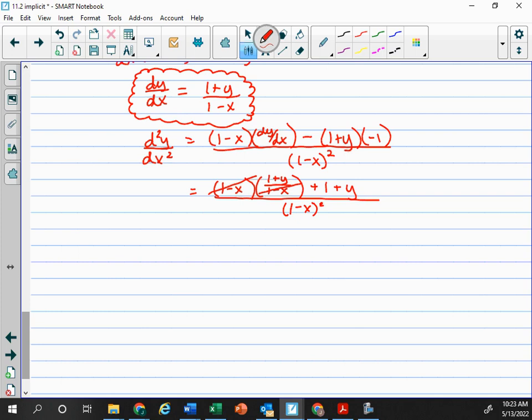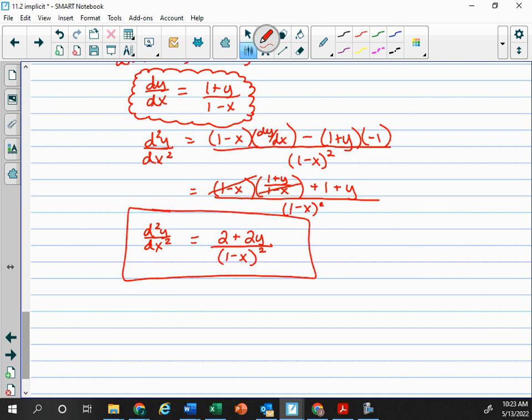So my final answer here for the second derivative, what do I actually have left in the numerator? 2 plus 2y. Yeah, if I combine my like terms, over 1 minus x quantity squared, and then you're done. Questions? It's not really hard. It's just lots of little pieces everywhere. Don't mess up a sign. Don't forget to substitute. Don't forget a dy dx.